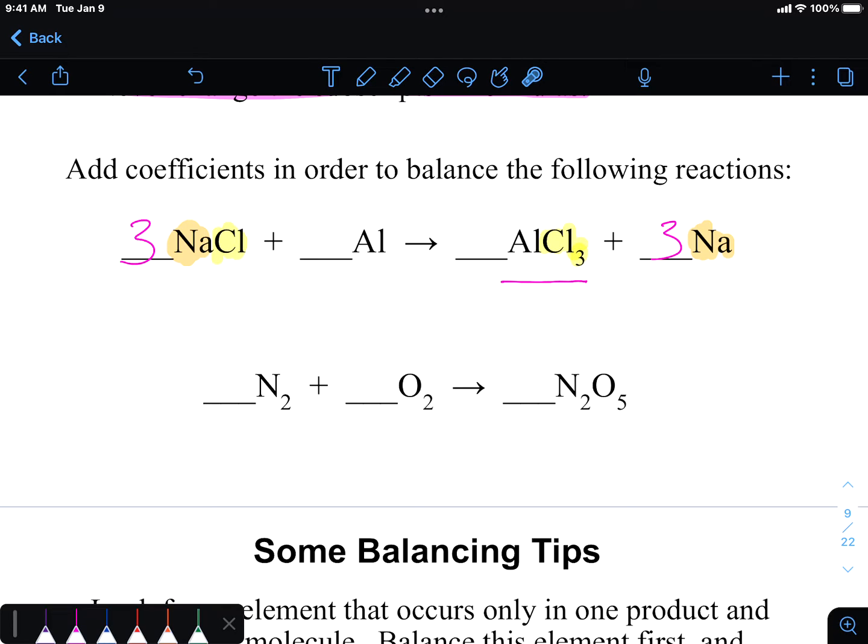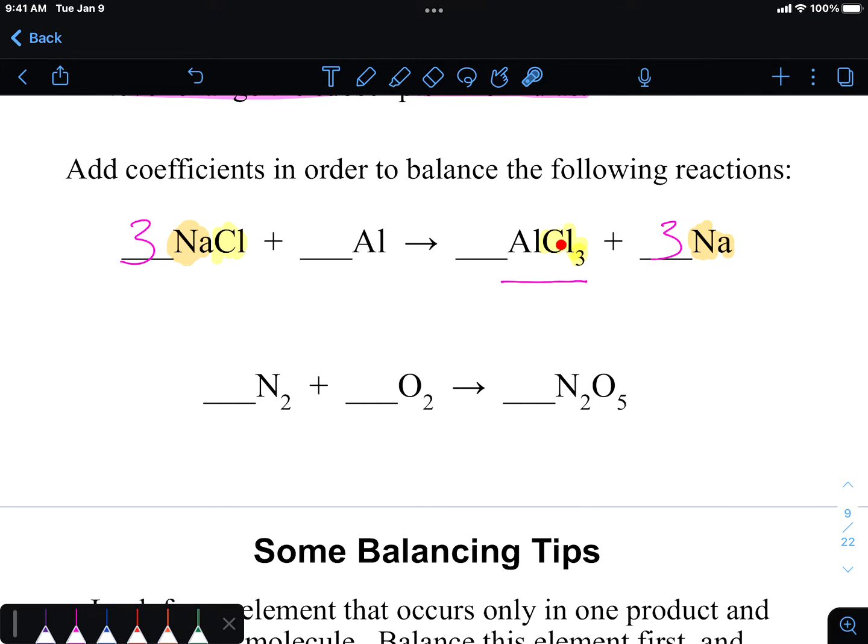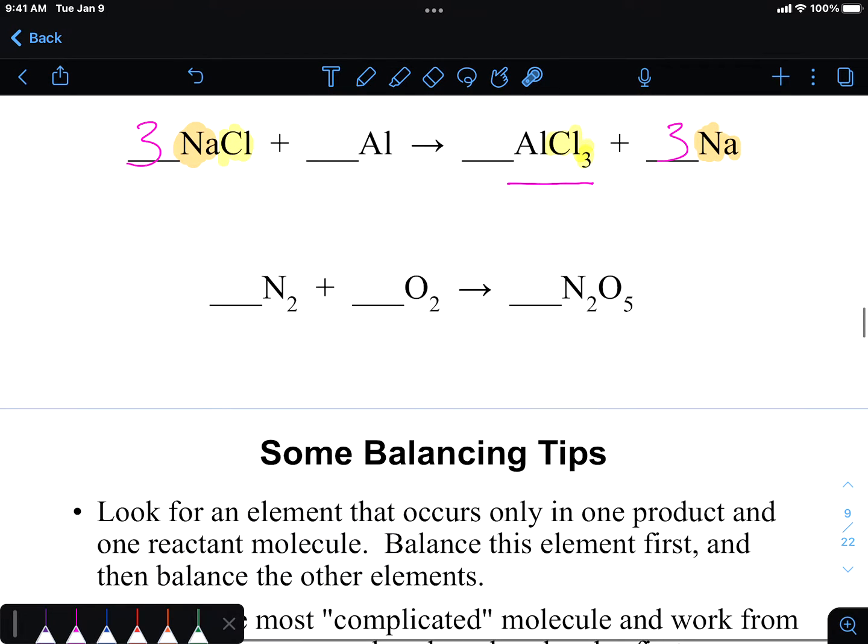You'll see that as you go through the process of balancing an equation, you're going to start in one place, and eventually you'll be touching every element. And when you get to the end, after you've touched each element and all the numbers work out, that's how you know you're done. So let's try the next one.